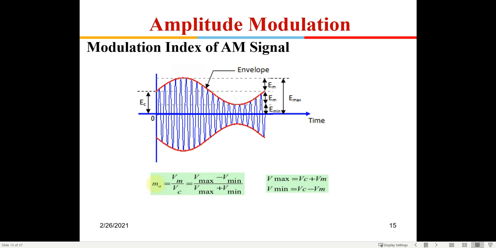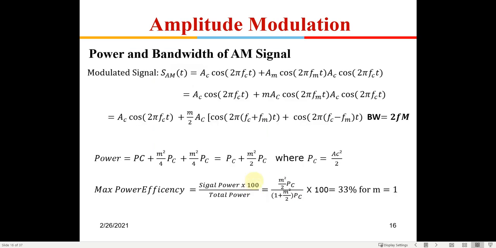So the modulation index, which is Vm by Vc, will give you Vmax minus Vmin by Vmax plus Vmin. So this is how, by measuring in an oscilloscope, you can find out the modulation index. So this is the formula. You need to remember this formula from the exam point of view, and physically also, when you are doing a practical experiment and put the signal into an oscilloscope, you compute the modulation index by measuring these two values. So that is about the modulation index of an AM signal.